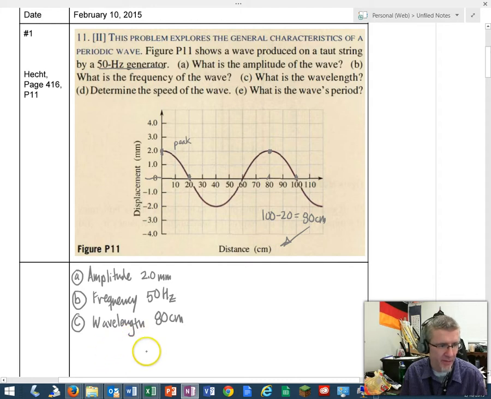D, what is the speed of the wave? The velocity of a wave is given by the frequency times the wavelength of the wave. In this case, the frequency is 50 hertz, 50 cycles per second. And the wavelength, let's just convert that wavelength to meters. So 80 centimeters is 0.8 meters. So you divide by 100, so 0.8 meters. That's going to be 40 meters per second.